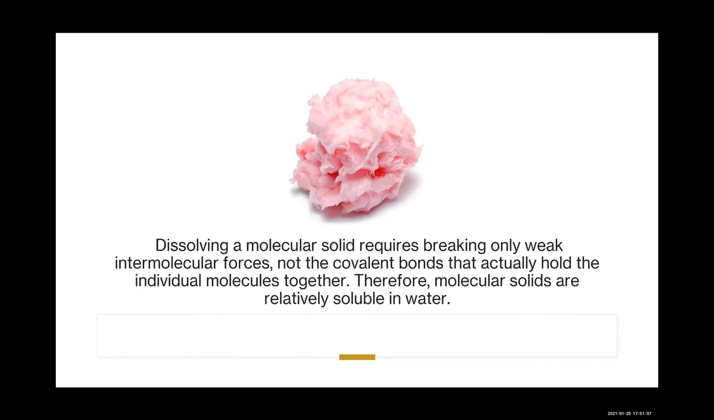And this is actually cotton candy, so it isn't an ionic compound, but a molecular one. Dissolving a molecular solid requires breaking only weak intermolecular forces, not the covalent bonds that actually hold the individual molecules together. Therefore, molecular solids are relatively soluble in water. So here's our water, our universal solvent, and it can dissolve both ionic and molecular compounds.